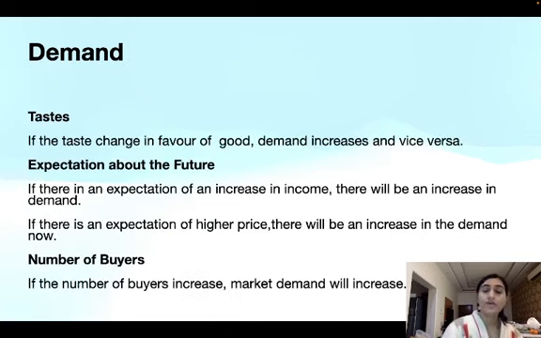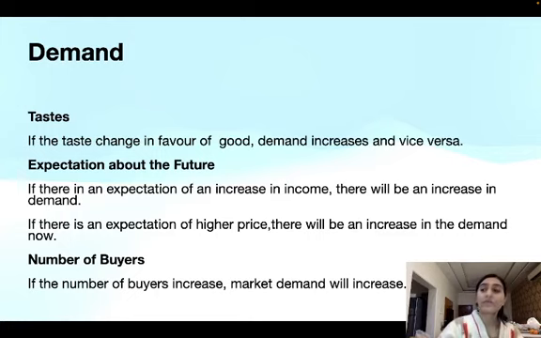Next reason for the shift in demand could be taste. If the taste changes in favor of a good, demand increases and there is a rightward shift. For example, if everyone starts to like iPhone now, people are preferring it more, they are liking this product more. So the demand would increase. The prices have not changed. The sellers have not reduced the prices, but people are preferring it. People want to have it more now.